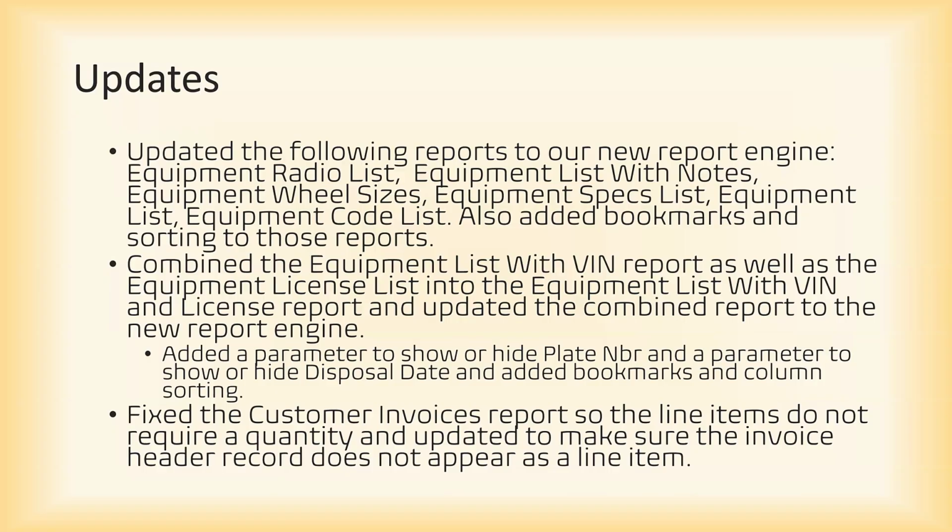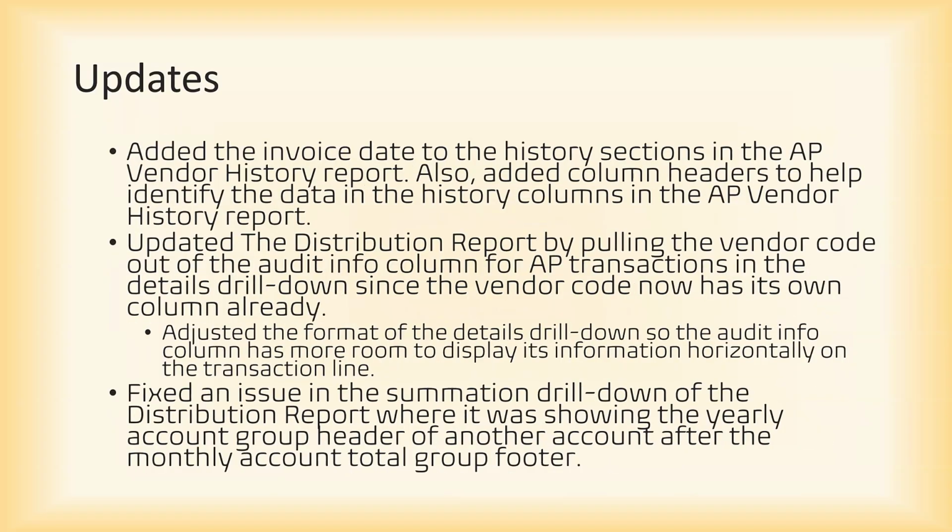We fixed the customer invoices report. Line items don't require a quantity, and we made sure the header records appear not as a line item in customer invoices. We added the invoice date to the history sections in the AP vendor history report. A variety of other things we've done. The distribution report, I wanted to cover that.